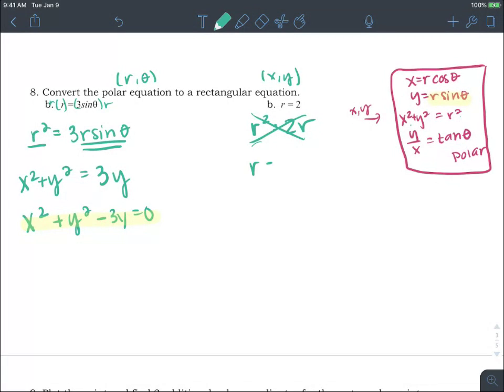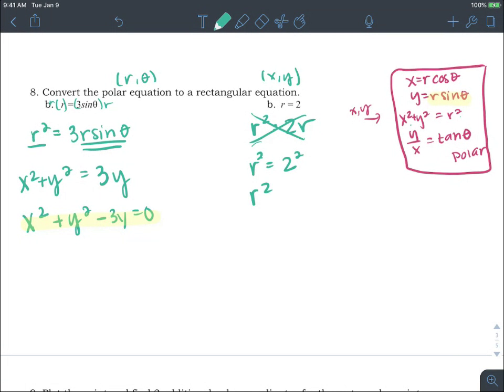Let's see, r is equal to 2. Okay, what else could I do? As long as I do it to both sides, I'm going to be good. So, how about if I just square both sides? Because I'm looking for an r squared, and I don't want the other side to have an extra r. So I think this will work.